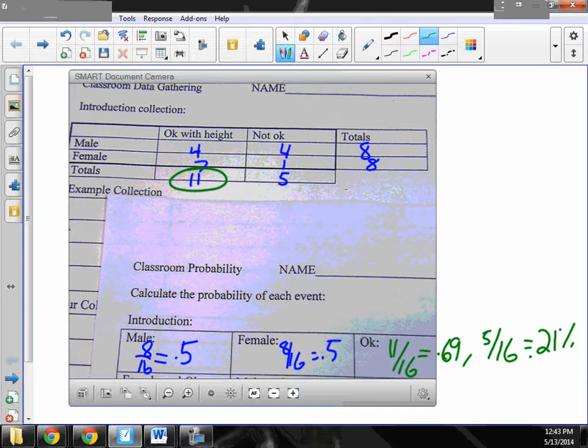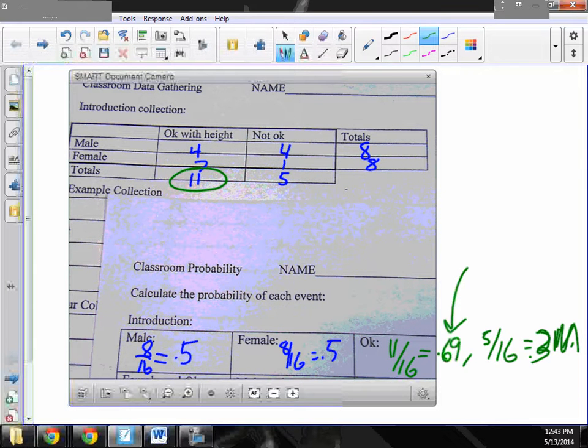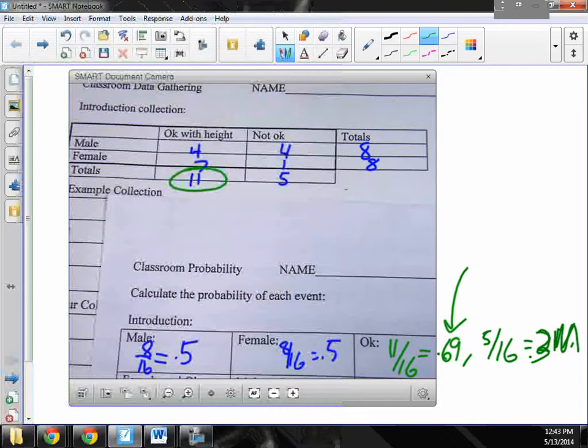Or sorry, 0.21. And you can see if we didn't round 0.68 up to 0.69, then we would be missing a percentage. So you always want to round up if you have to. Okay.